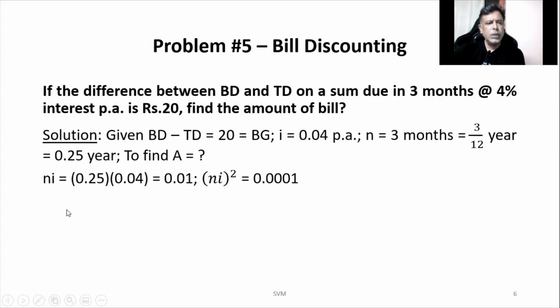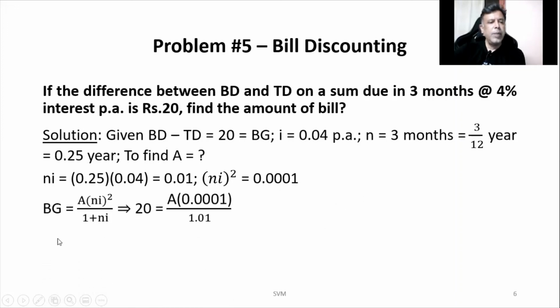So we have now NI, because in the formula NI will be calculated separately. NI the whole square will also be calculated. For that reason, we are calculating this N into I, which is 0.25 into 0.04, which is 0.01. NI the whole square is 0.0001. And banker's gain formula is A times NI the whole square divided by 1 plus NI. For this reason, we have calculated it in advance. So we are substituting the values here. Now, by cross multiplication, we get the A value as rupees 2,02,000.